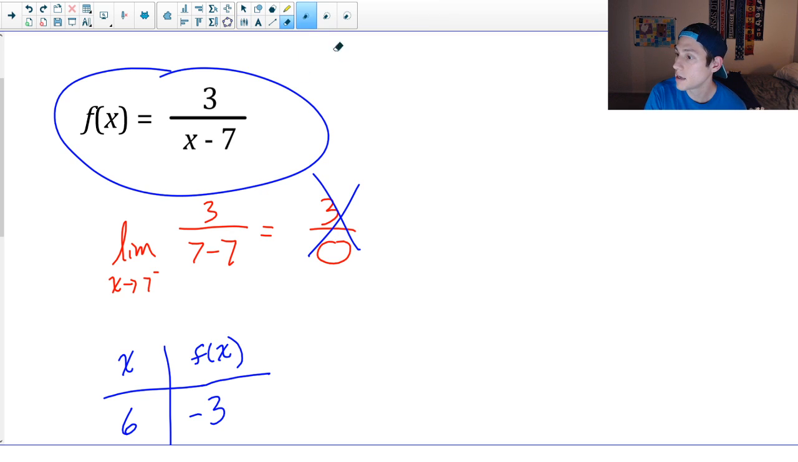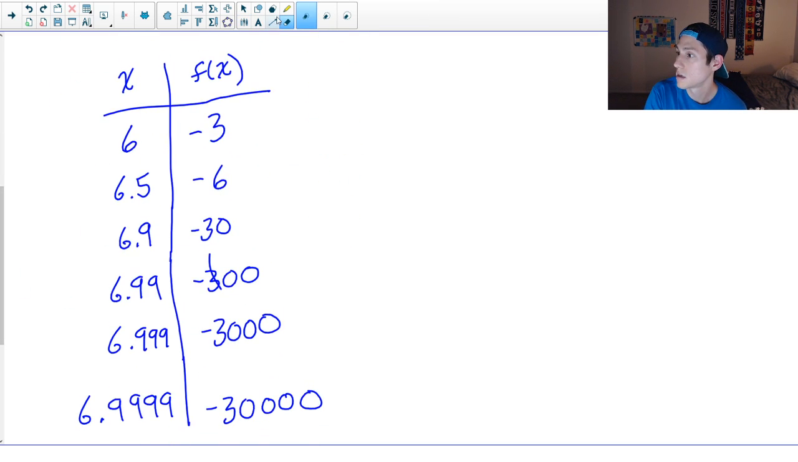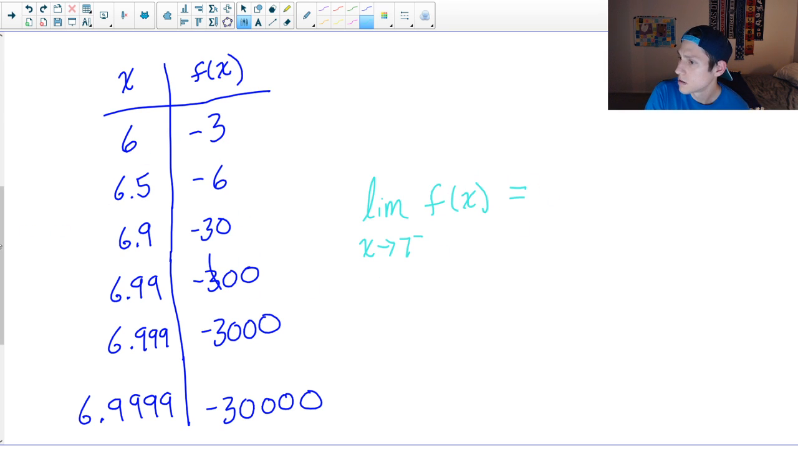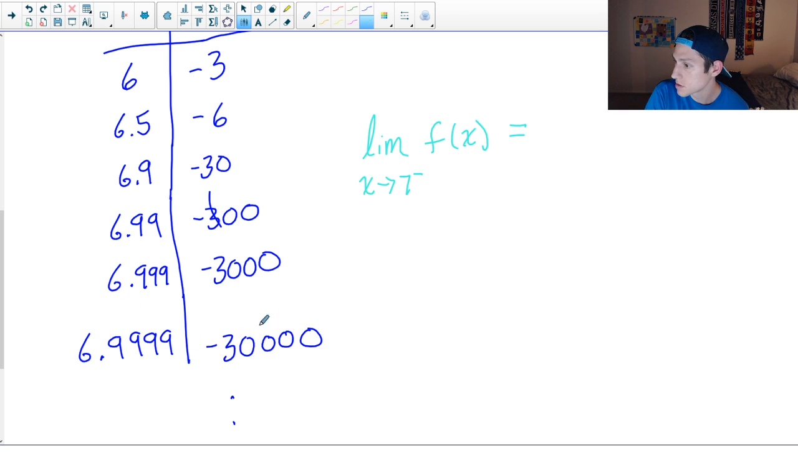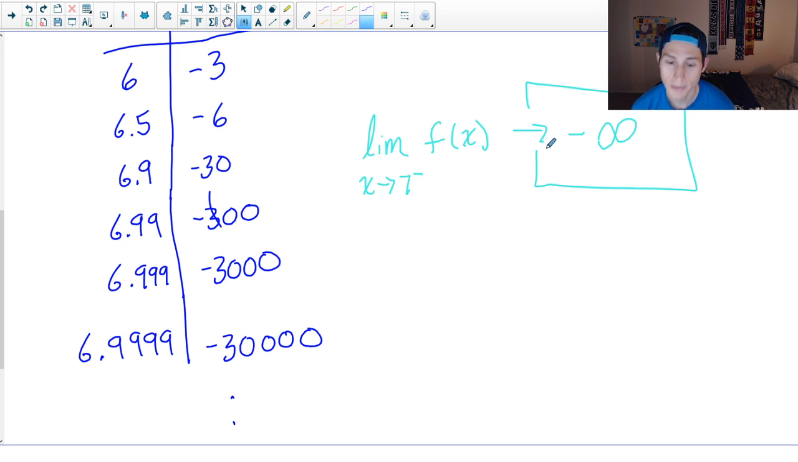So what we say is, the limit as x approaches 7 from the left of f of x. Well, as my x values get closer and closer to 7, what's happening to my y values? These are going to negative infinity. They are just going to keep getting larger and larger in the negative direction.